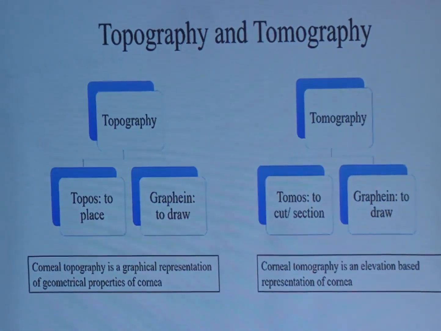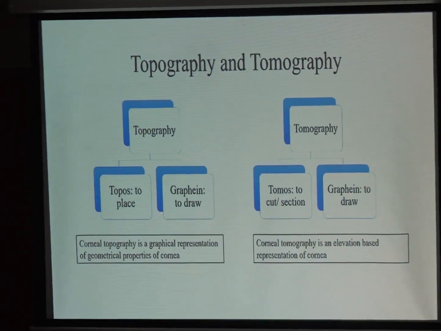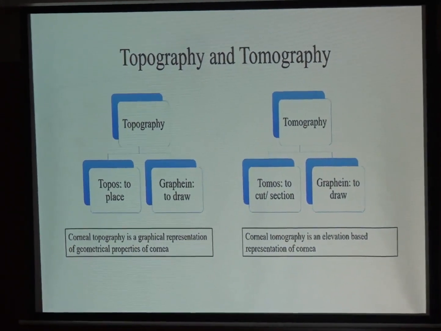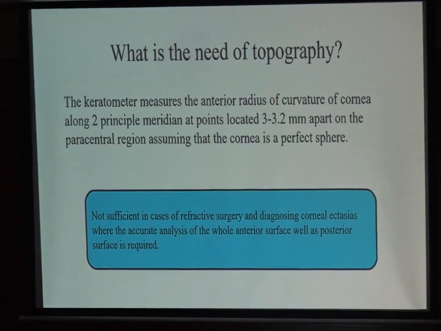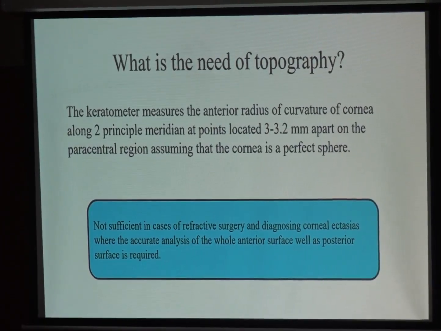Okay, good morning everyone once again. So we will be talking about corneal topography and tomography. So what is a corneal topography? It is the graphical representation of the geometrical properties of the cornea, whereas a tomography is an elevation based representation of the cornea. So why do we need a corneal topography, right? What is it used for?